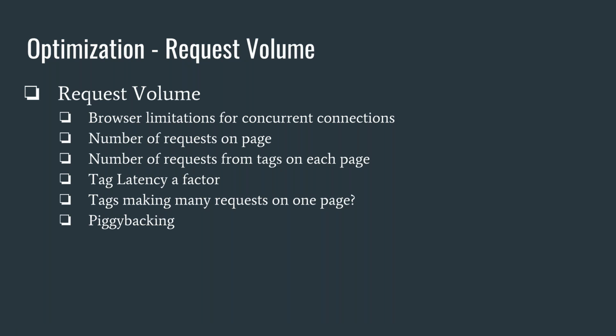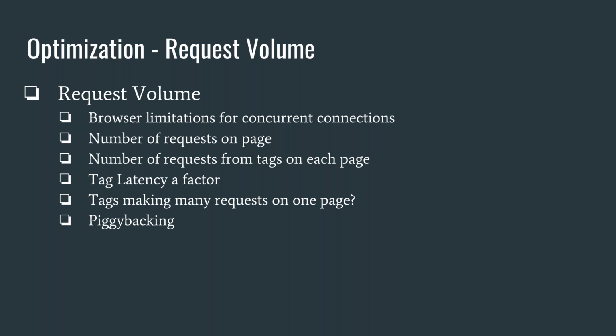Next thing that we can optimize, as mentioned previously, request volume. And this moves the needle because of those browser limitations for concurrent connections. Look at the number of total requests on the page. How many of those total requests are from tags? Is tag latency potentially a factor when you're overlaying that with just the general request volume?